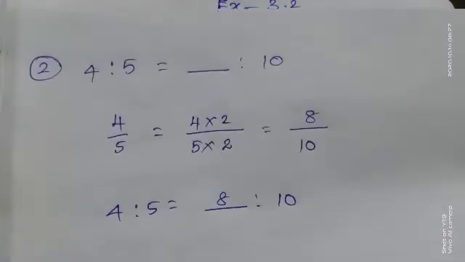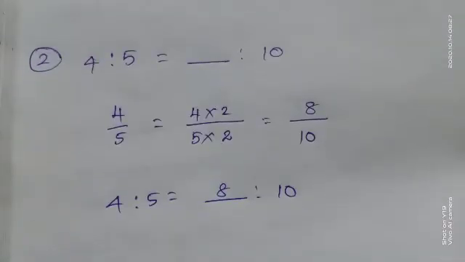Move on to the second sum: 4:5 is equal to blank:10. First we write it in fraction form, that is 4 by 5 equals blank by 10. Which number multiplied by 5 gives 10? Yes, 5 multiplied by 2 gives 10. So if you are multiplying the denominator by 2, the same number should multiply the numerator. So 4 into 2 is equal to 8.